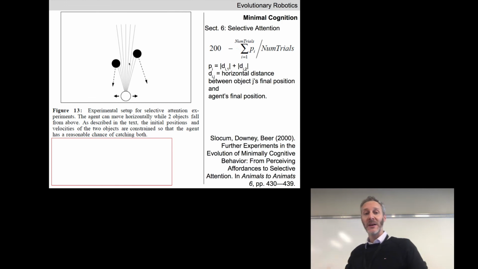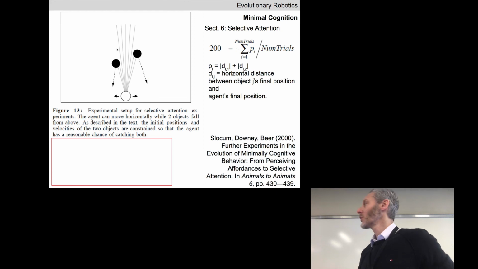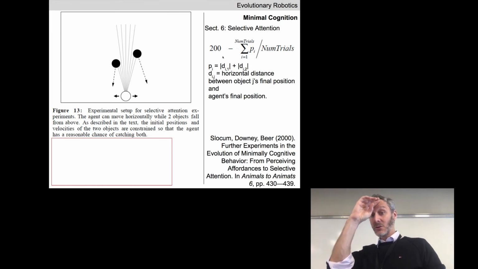So we're going to go back to dropping pairs of objects in the robot's environment. They are both going to fall towards the bottom of the screen. But as you can see with the dotted black lines here, these objects are going to fall at different velocities in different directions. As you can imagine, we're going to try and evolve a robot that collects both objects. Whichever object hits first, the robot's there. When the next object hits, wherever it hits, the robot is there. That's selective attention.